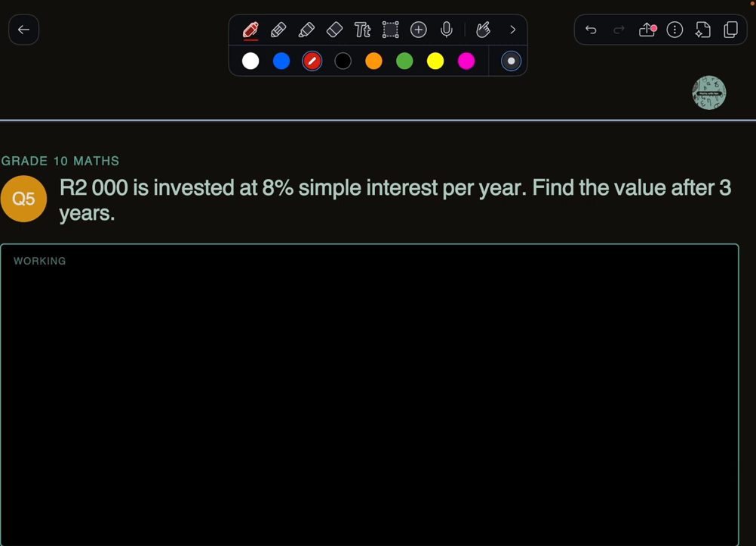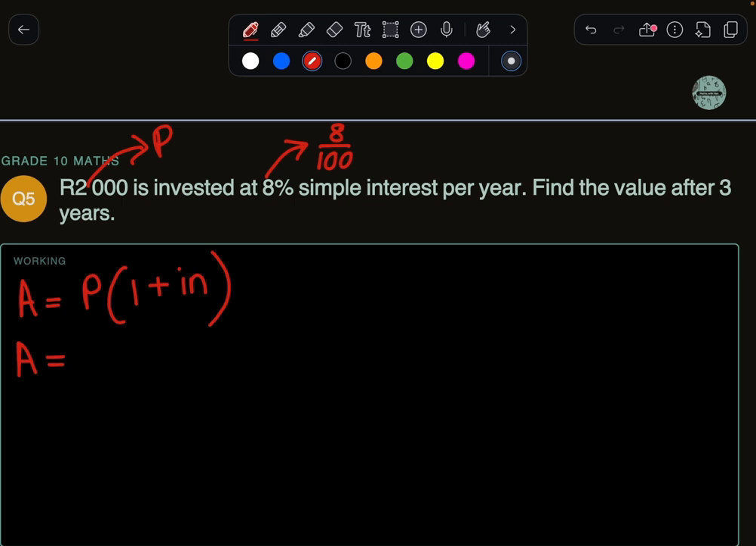So again, more formulas to learn. You have to learn a simple interest formula. It looks like this. A is equal to P(1 plus IN). And so in this case, we want to find the accumulated amount, so A. Our principal amount, our starting amount is 2,000 Rand. Our interest rate is 8%. We write it as 8 over 100. And our number of years, N, is 3.